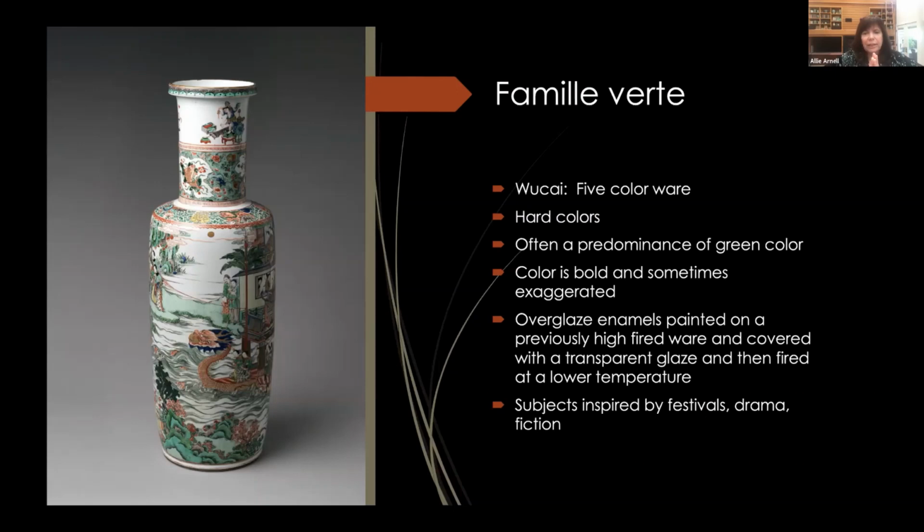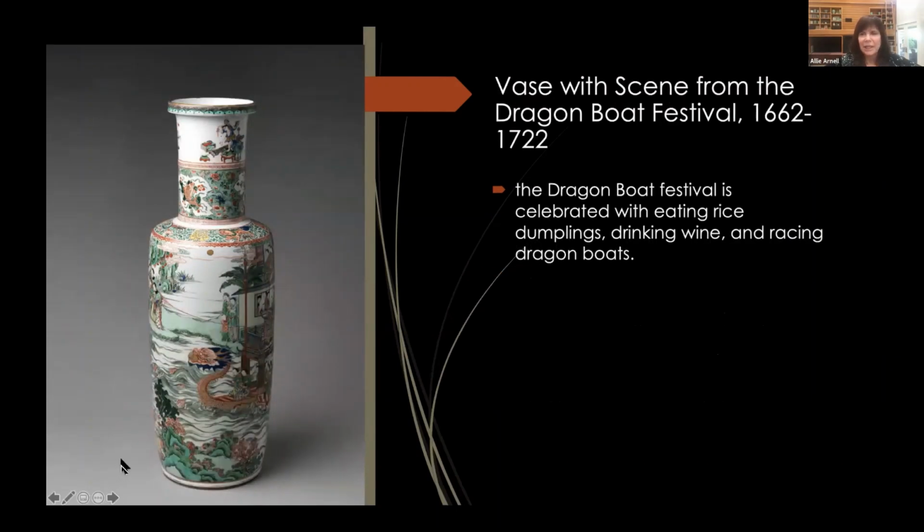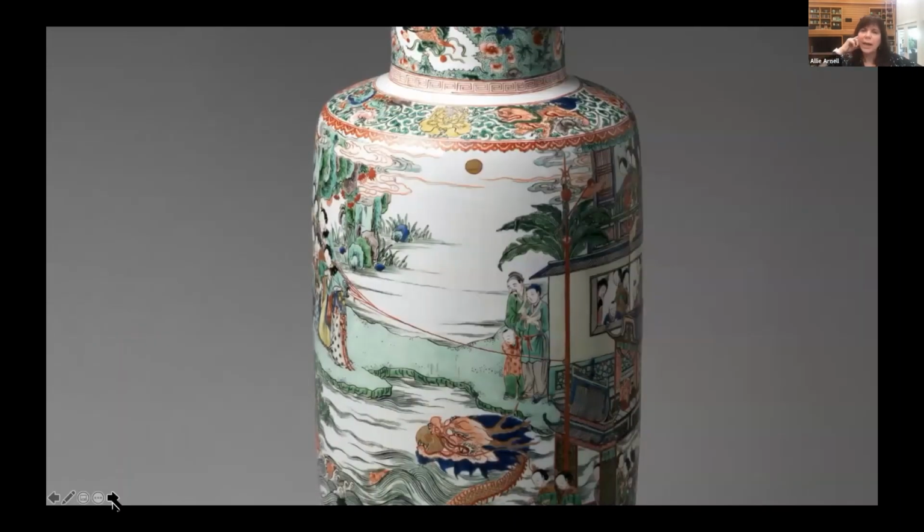These wares were interesting in that they often depicted things that were happening in the world around the artist. So they depicted fiction, they depicted plays, they depicted festivals and things like that. Those are often the subject matter of these works. They're called hard colors, and I'll show you why in a second, because after the firing, many parts of this decoration felt like they were very solid. And we just looked at this, but this, of course, is the Dragon Boat Festival, which is celebrated. So this is a celebration that's being depicted, and let's look at it just a little closer so I can explain to you why it's called hard colors.